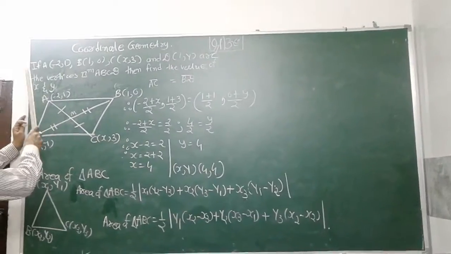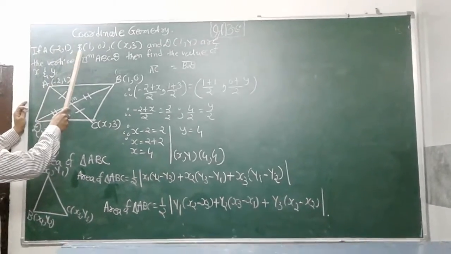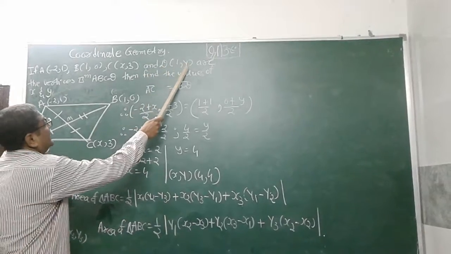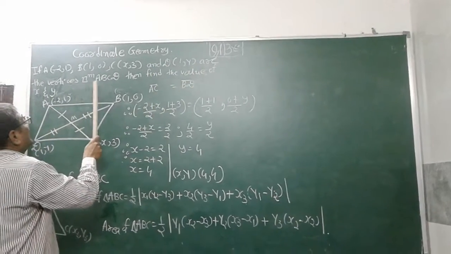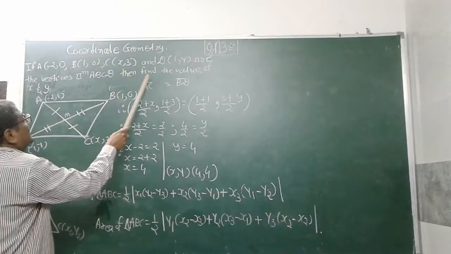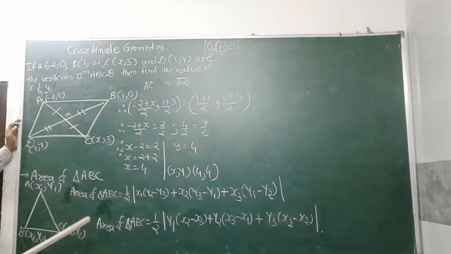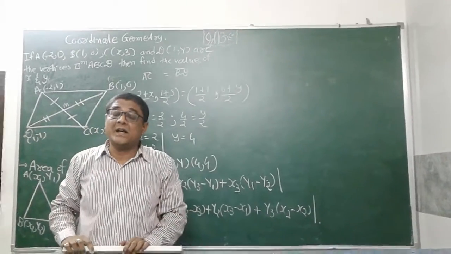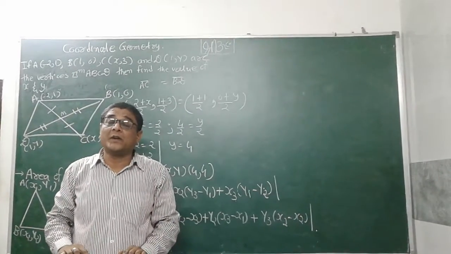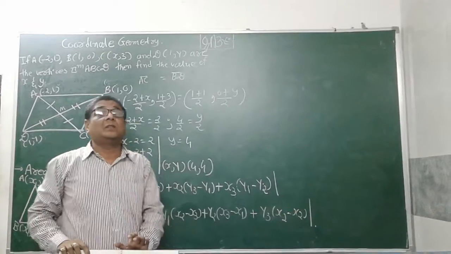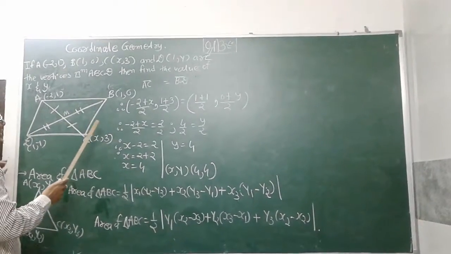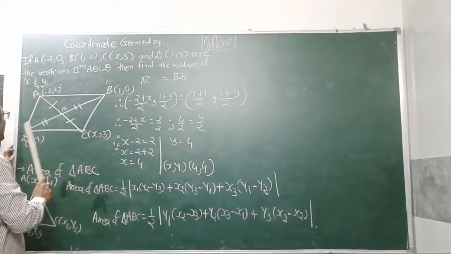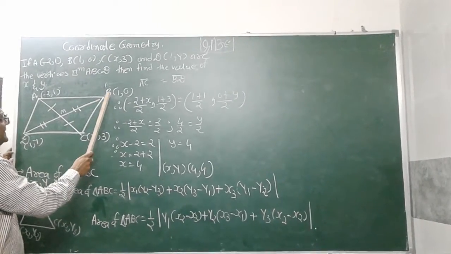Next: if A(minus 2, 1), B(1, 0), C(x, 3) and D(1, y) are the vertices of parallelogram ABCD, then find the value of x and y. Friends, we know the property of parallelograms: a pair of opposite sides are equal and diagonals meet each other at a point, means the midpoints of the diagonals are equal. So according to the midpoint formula, the midpoint of diagonal AC is equal to the midpoint of diagonal BD.